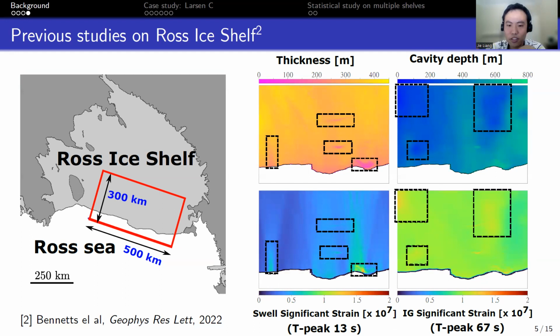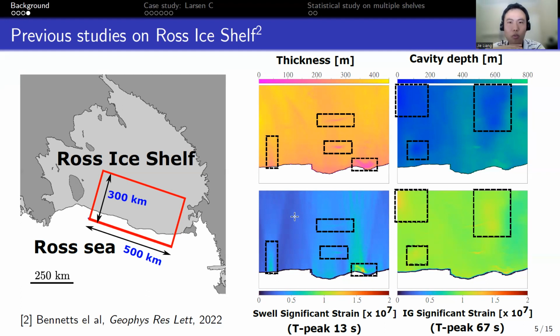And the right hand side is the IG waves for the peak period of around 67 seconds. And you can see the outlines of those highlighted packages, which have some correlations between the results and the geometries. So what we're trying to analyze is: we know there's a relationship between thickness, cavity depth, and the flexure strain, but what is actually the relationship? That's what we're trying to investigate.